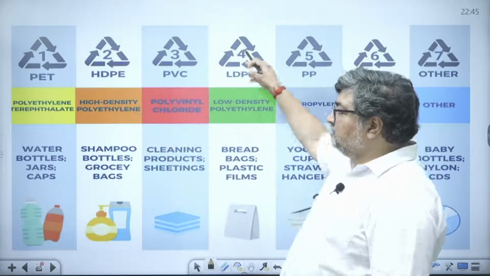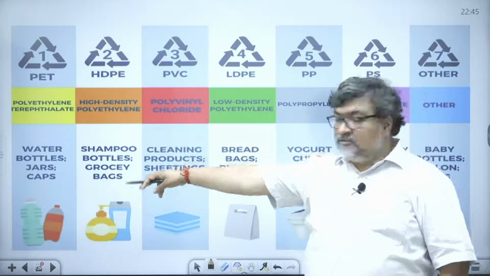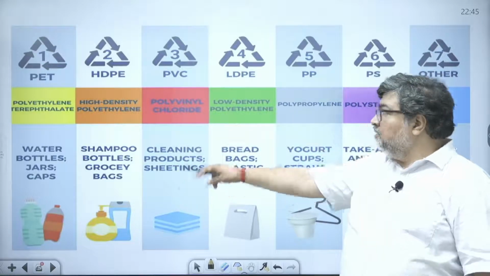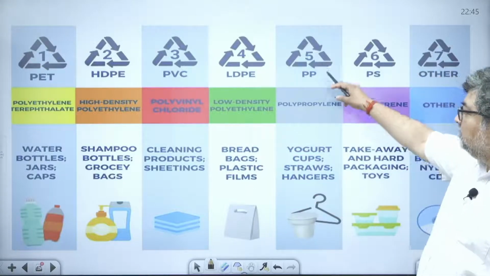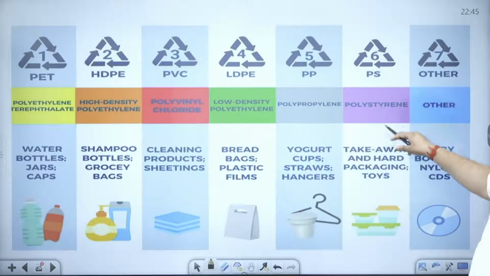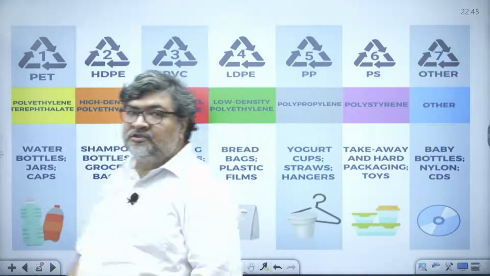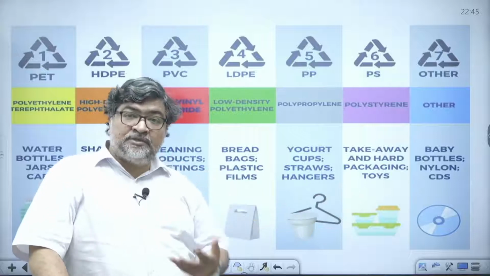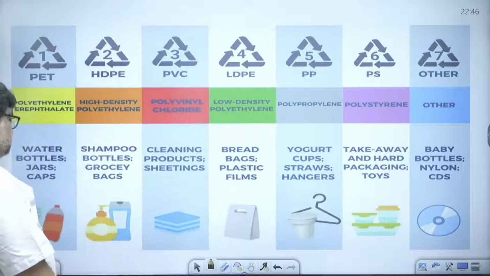Now the different types of plastics are the PET bottle, water bottle, jar; HDPE, high density polyethylene, again shampoo bottles and all; PVC, we use for pipes and cleaning products; then LDPE, low density polyethylene, bread bags, plastic films; polypropylene, yogurt cups, straws and hangers; polystyrene, takeaway hard boxes like tiffin boxes. Other uses of plastic are CDs, compact discs. So plastic has become pervasive everywhere. That's where the question was asked in the exam.